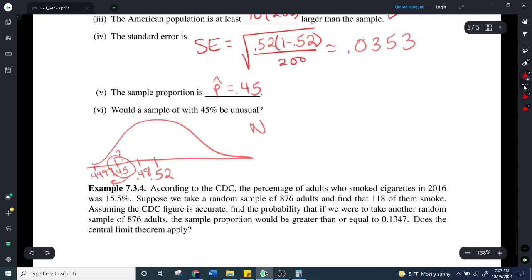So would this be unusual? We'll say no, since 45% is just barely still within 2 standard errors of the mean.